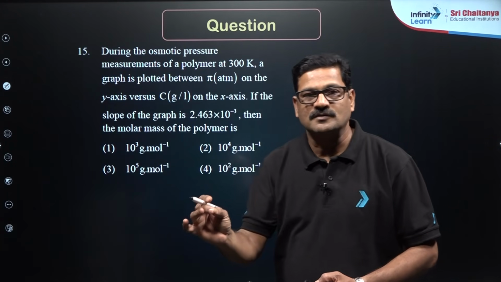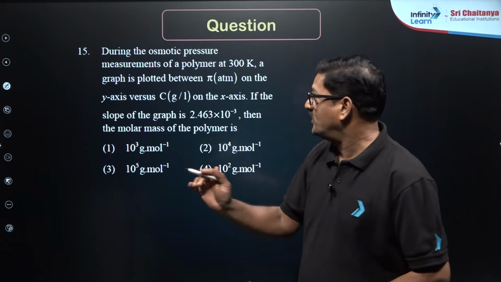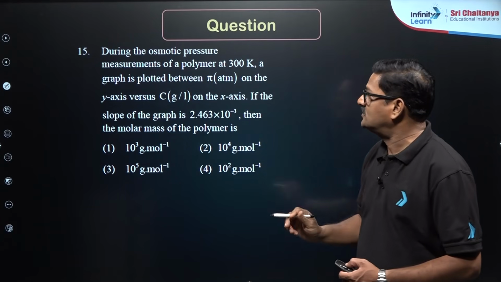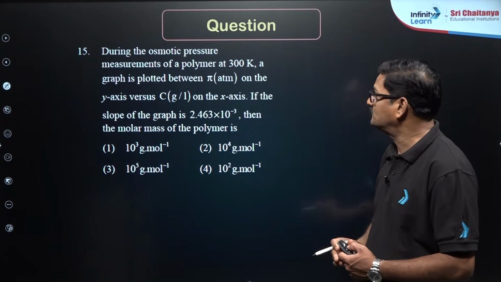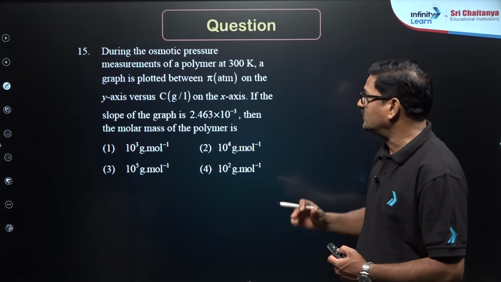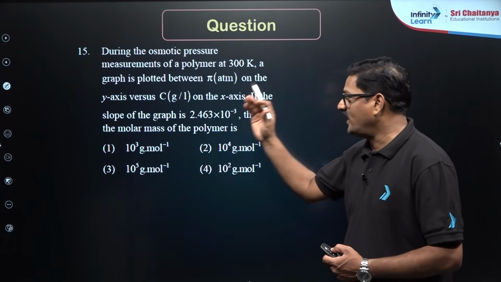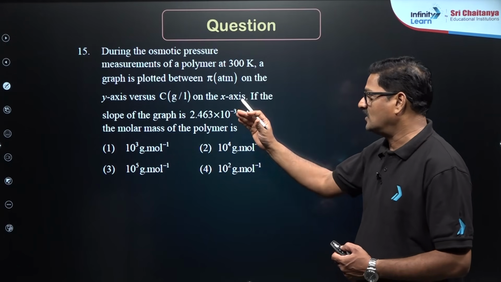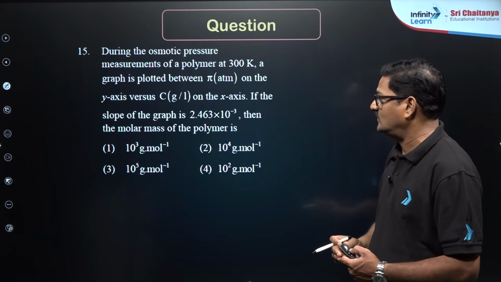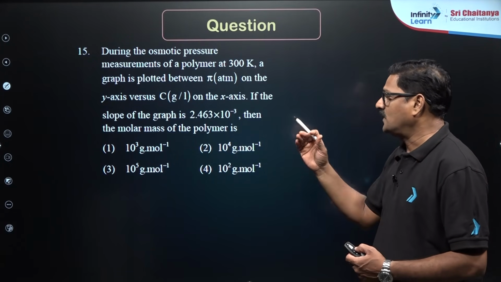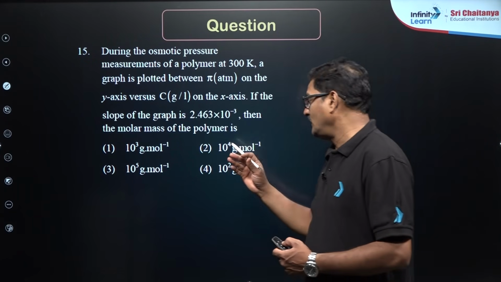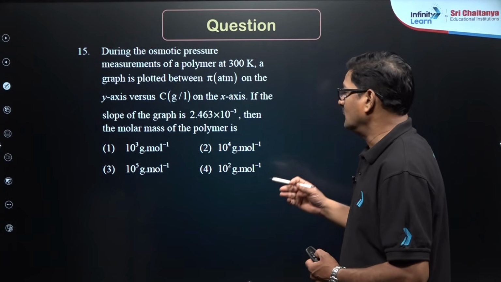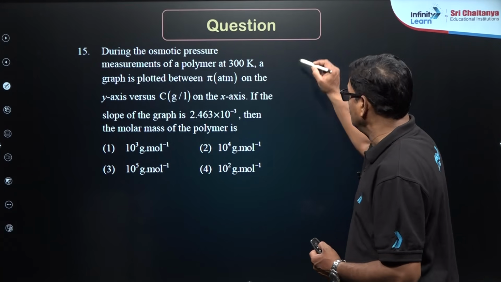Students, this is a question for osmotic pressure. During the osmotic pressure measurements, the polymer at 300 Kelvin. The graph plotted between the pi on the y-axis and the C gram per liter on x-axis. If the slope of the graph is 2.463 into 10 raised negative 3, then the molecular mass of the polymer is.